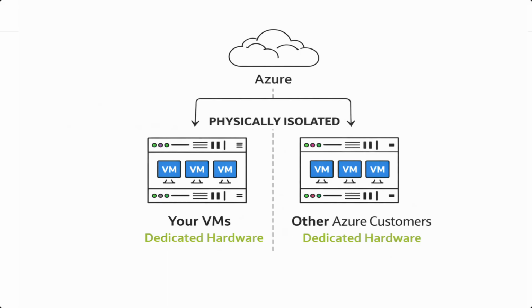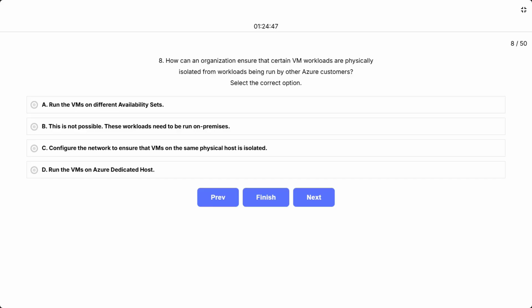This question tests your understanding of physical isolation in Azure, specifically how to prevent your VMs from sharing physical hardware with other Azure customers. The key words here are physically isolated, meaning separate physical servers, not just logical separation. The correct answer is run the VMs on Azure Dedicated Host.